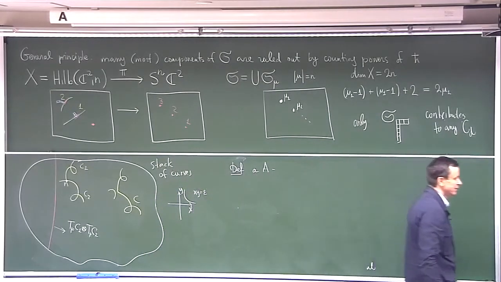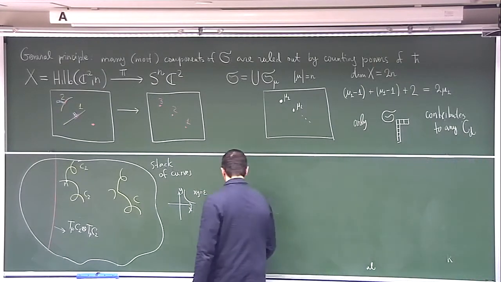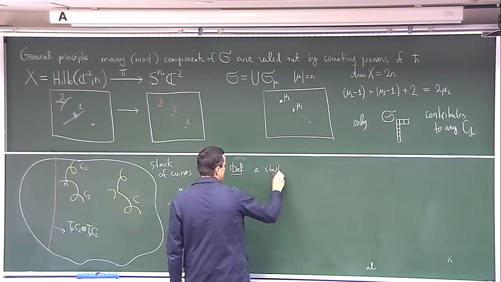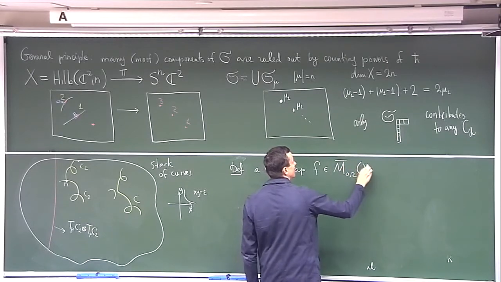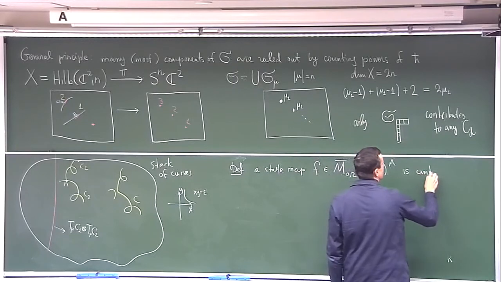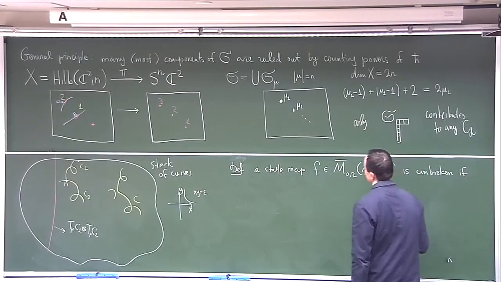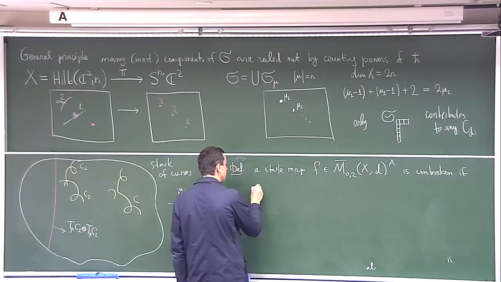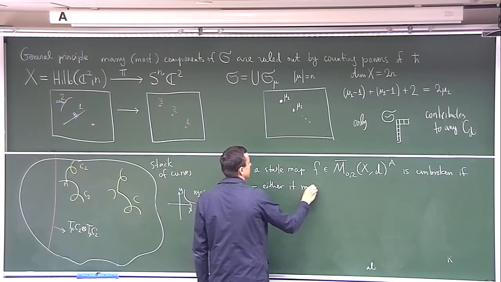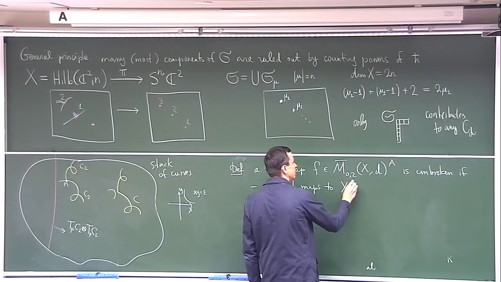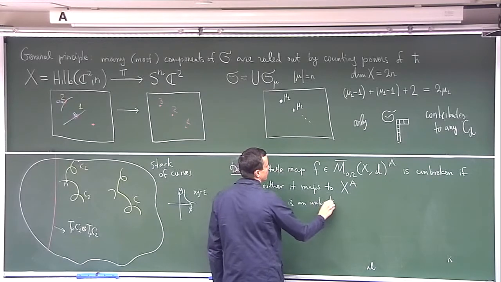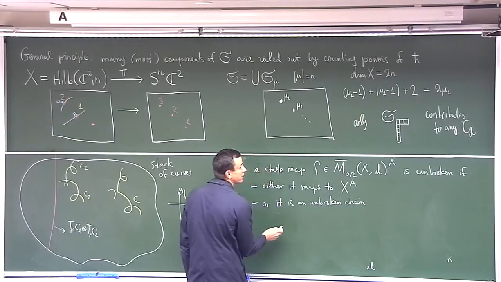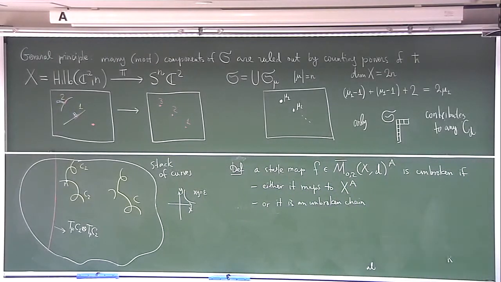Definition: a stable map in the moduli space of stable maps to X with the torus action is unbroken if one of these is true: either it maps to the fixed locus, or it is an unbroken chain of the form, so you have some fixed point.